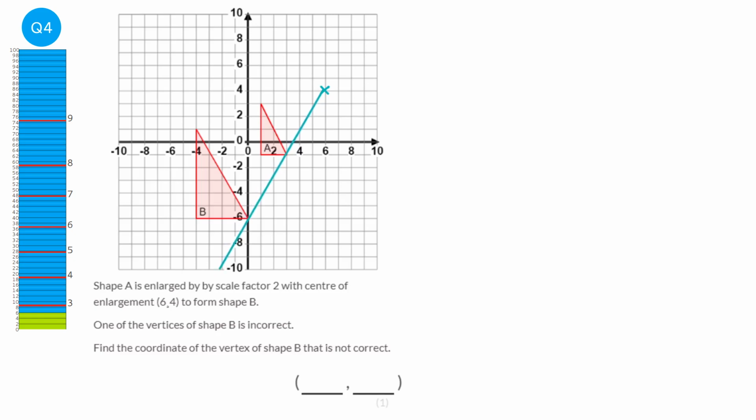And we're going to just check whether it goes through the corner of shape B, which it does on this one. Let's just keep going. Yeah, it does on this one.